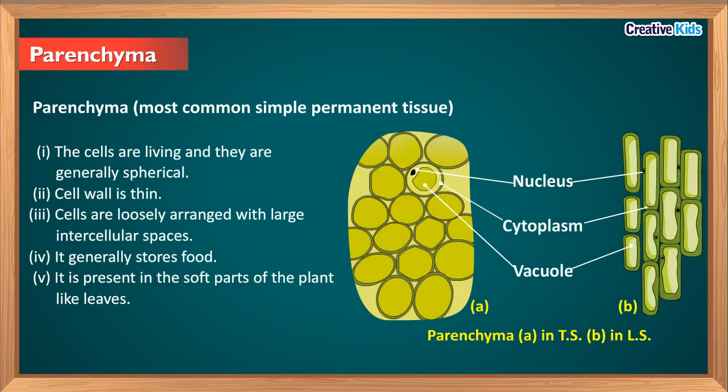Now let's discuss parenchyma tissue in detail. Parenchyma tissue is the most common simple permanent tissue. The cells of parenchyma tissue are living. You can see in the picture that the cells of parenchyma are spherical. So the cells are generally spherical. The cells have a cell wall and this cell wall is very thin. You can see in the picture the cells are loosely arranged. That is, there are spaces between the cells. And what are these spaces called? These spaces are called intercellular spaces.